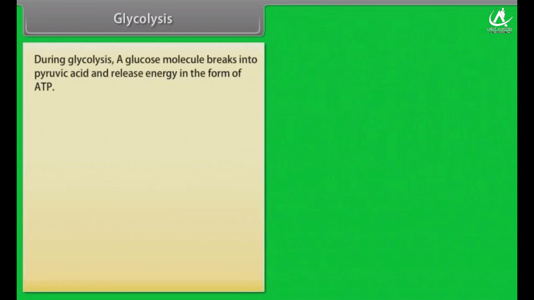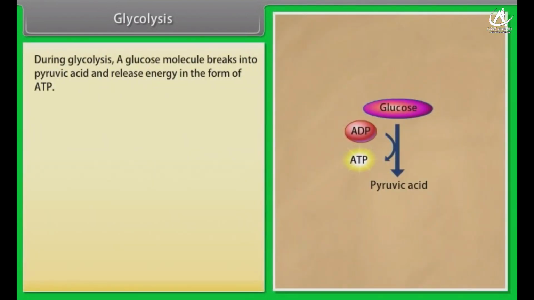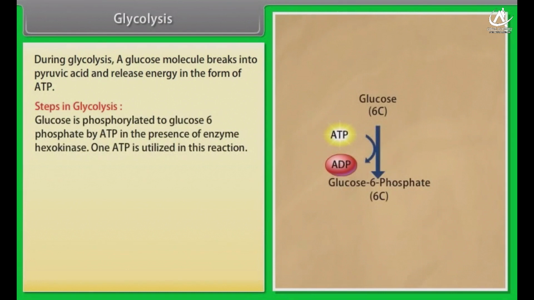Glycolysis. During glycolysis, a glucose molecule breaks into pyruvic acid and releases energy in the form of ATP. Steps in glycolysis. Glucose is phosphorylated to glucose 6-phosphate by ATP in the presence of enzyme hexokinase. 1 ATP is utilized in this reaction.